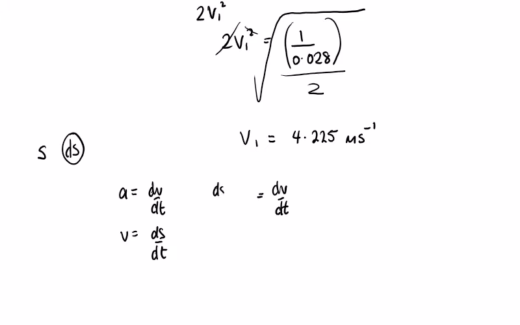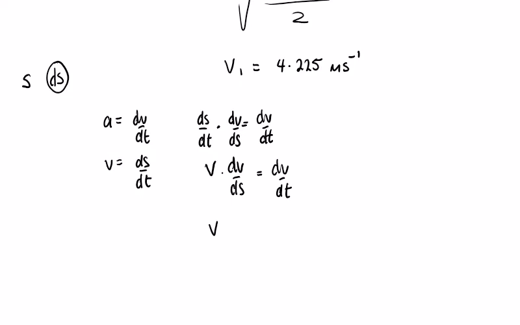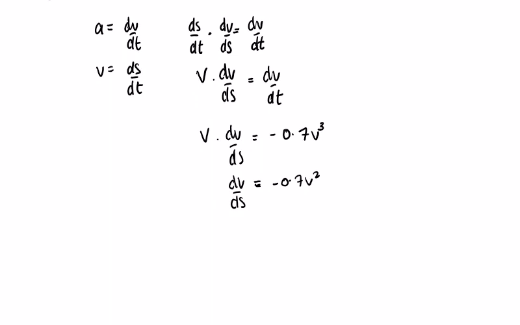I have ds dt. What do I have to multiply that by to get dv dt? I'd have to multiply it by dv ds. This is where my s is going to come in. So ds dt is velocity, by dv ds is going to give me my acceleration of dv dt. So my velocity by dv ds is equal to my retardation, which was minus 0.7 v cubed. So divide by v to get dv ds is equal to minus 0.7 v squared.